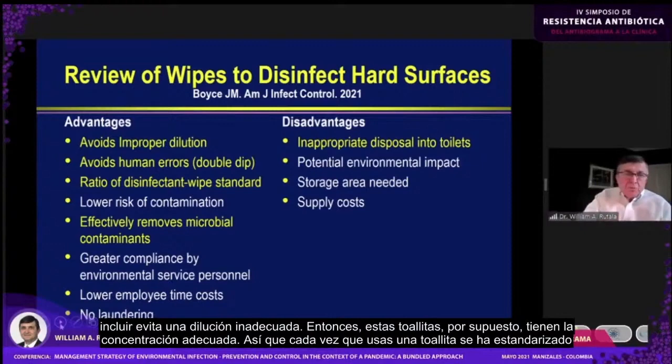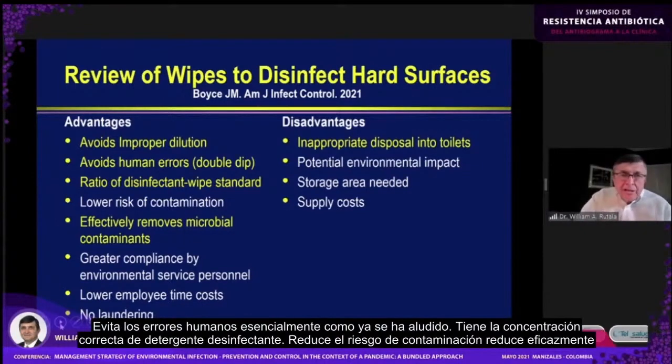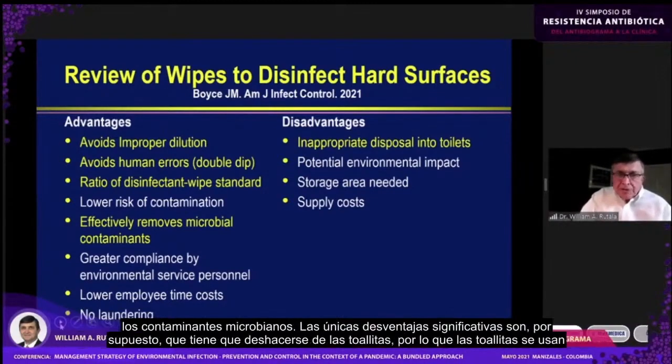So each time you use a wipe, it's been standardized. It avoids human errors. Essentially, as I already alluded to, it has the correct concentration of disinfectant detergent. It lowers the risk of contamination and effectively reduces the microbial contaminants. The only real significant disadvantage is, of course, you have to dispose of the wipes.